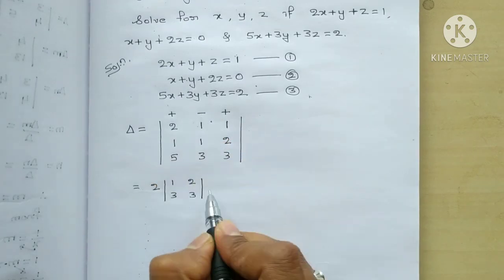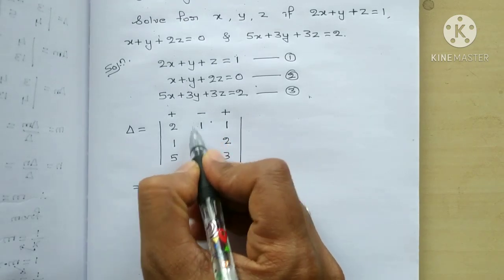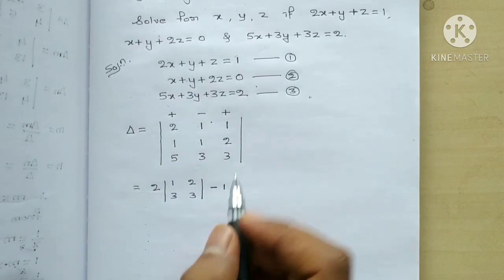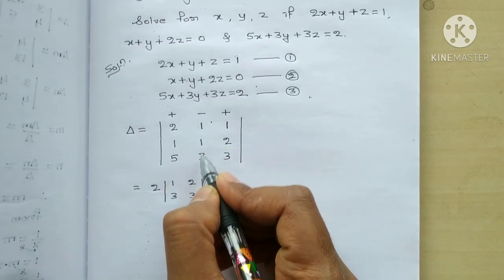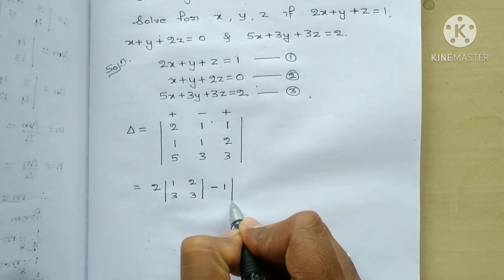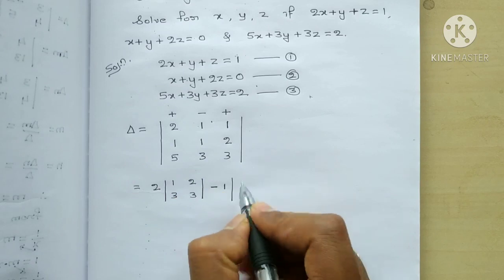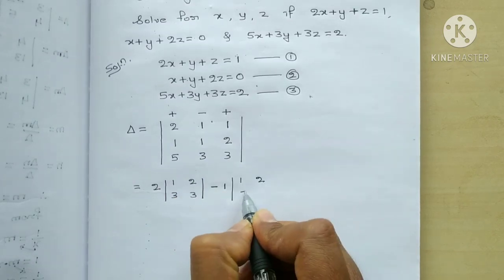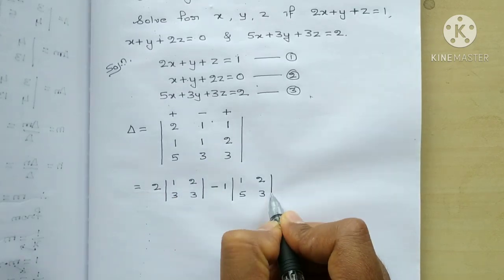Next, minus, right here minus, second element. What is the second element here? 1. Once you take that 1, delete the column and that particular row, the remaining elements are 1, 2, 5, 3, in second order determinant form.